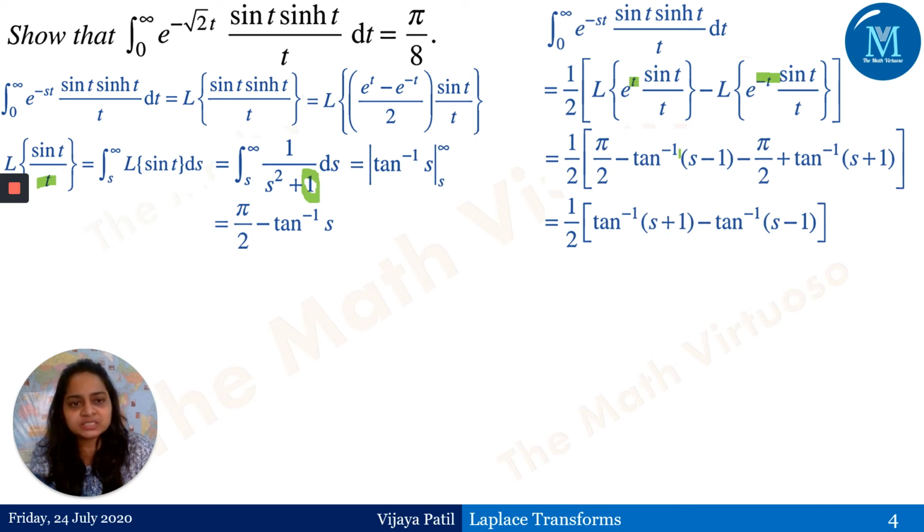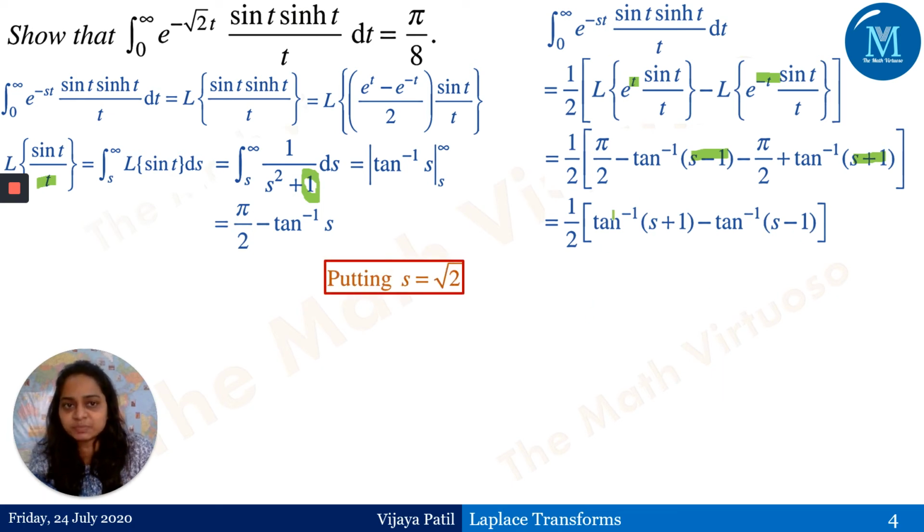So it's pi by 2 minus tan inverse of s minus 1, minus pi by 2 plus tan inverse of s plus 1 here. So if you observe, it's plus t here, it's s minus 1. It's minus t here, it's s plus 1 here. Okay, this is the difference. Pi by 2 will go off from here and I'll get the answer here: it's 1 by 2 tan inverse of s plus 1 minus tan inverse of s minus 1.